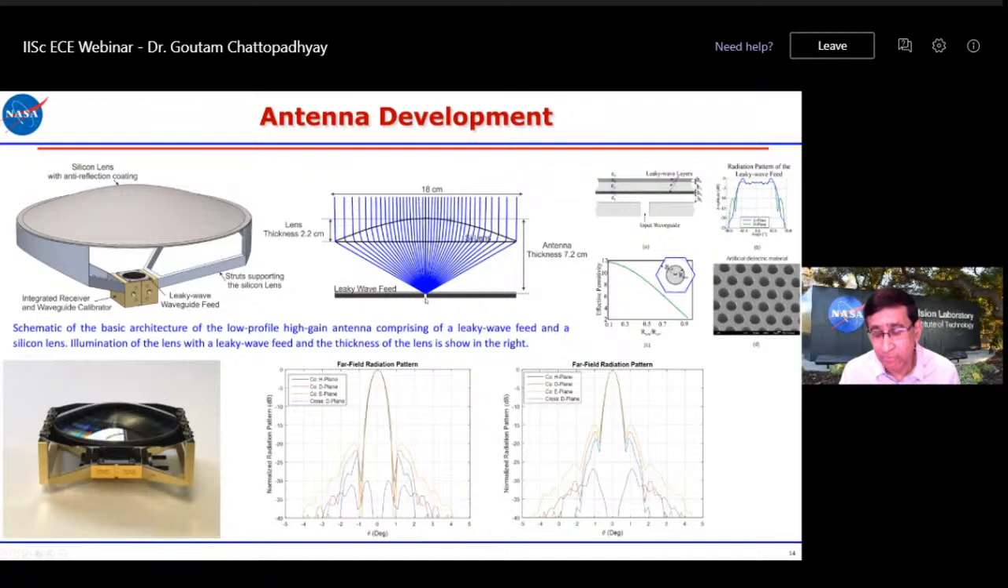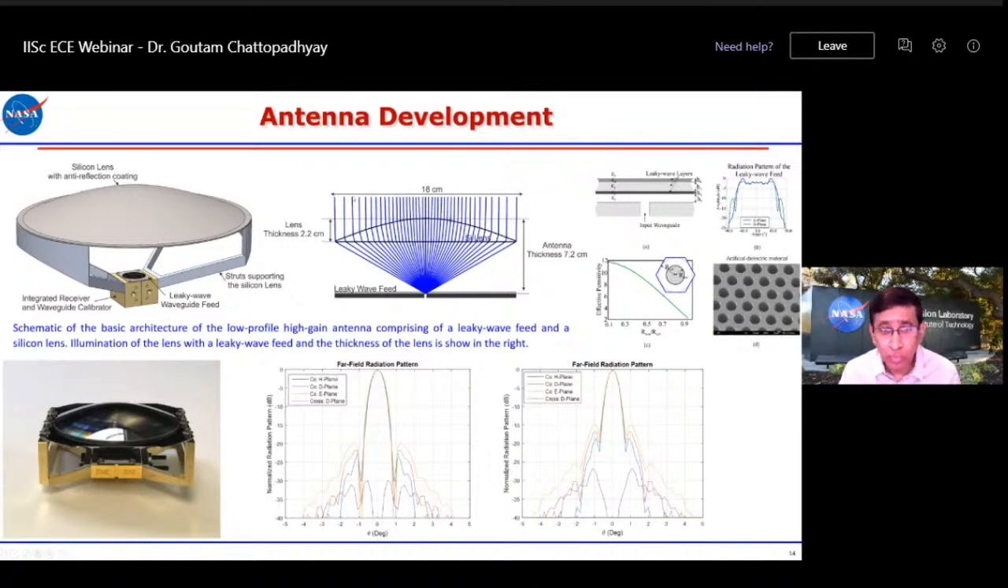If you have a leaky wave feed, then of course you need to do some matching. You can see on the right side, you have an input waveguide, and then you generate the leaky wave. That means there is a gap here, and then you have to have some kind of matching layer, and because silicon has a very high dielectric constant, and then you put a very thin lens on top, then it becomes a good antenna. So we went ahead and fabricated one.